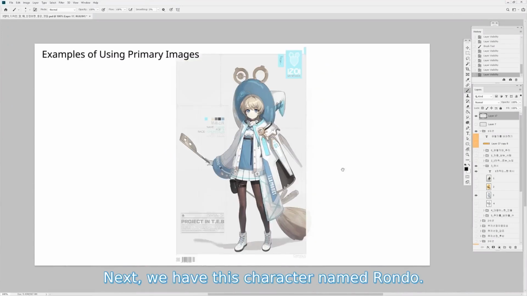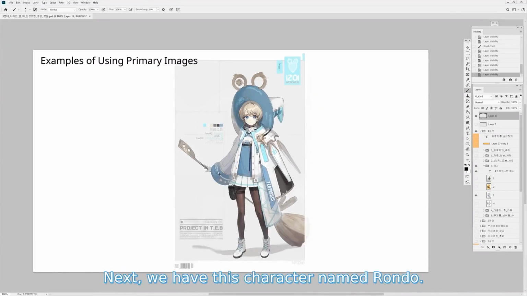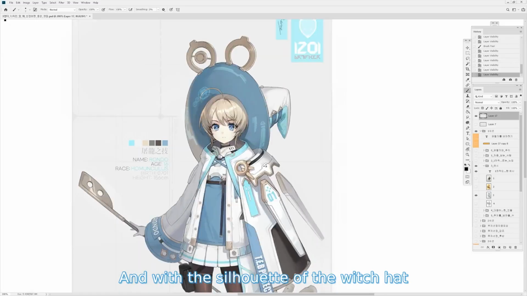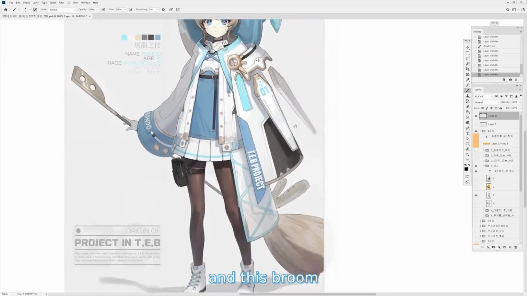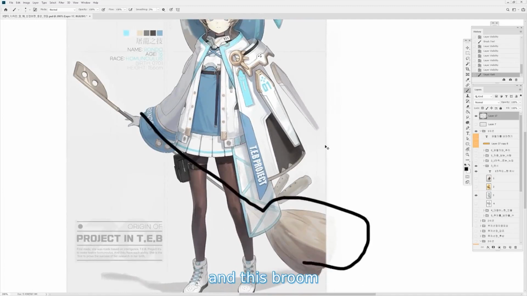Next, we have this character named Rondo. The blue and light blue colors make her look calm. Conversely, you'd use red for enthusiasm and energy. And with the silhouette of the witch hat and this broom added to the painting, we can guess that this character is close to a witch.